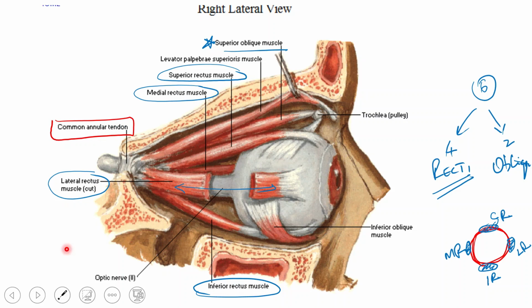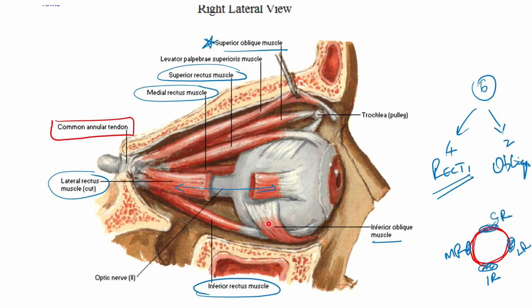When we talk about the inferior oblique muscle, it arises from the orbital surface of the maxilla. So the origin of this muscle is over the orbital surface of the maxilla, and the insertion is again onto the sclera behind the equator. The muscle passes at first backwards and laterally below the inferior rectus, as we can see from the relation of the inferior oblique and the inferior rectus.